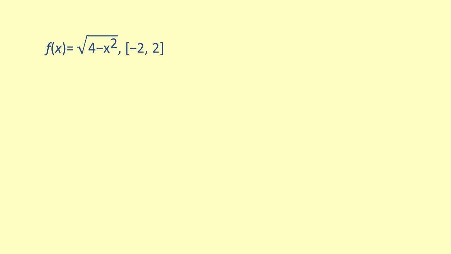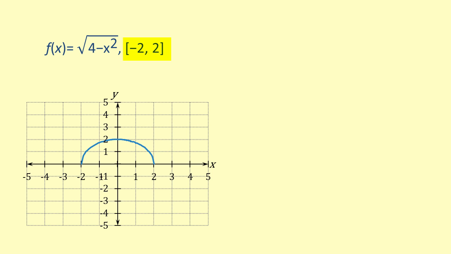Let's consider the function f of x equals the square root of the quantity 4 minus x squared over the bounded interval from -2 to 2. Regarding absolute extrema, we must have a continuous function over a closed interval when using the extreme value theorem. The problem statement defines the function over a closed interval from -2 to 2, and, looking at the graph, the function appears to be continuous. So, the extreme value theorem applies.